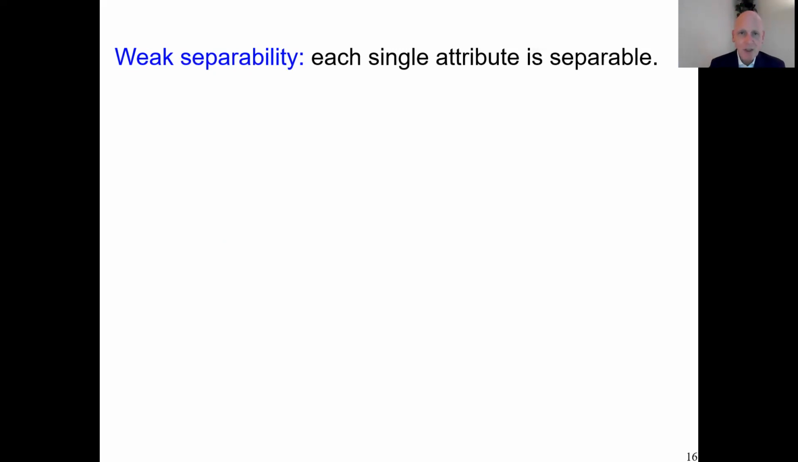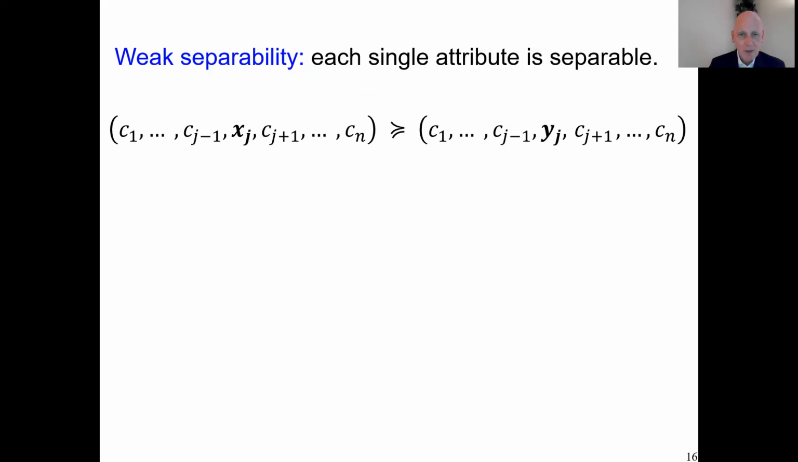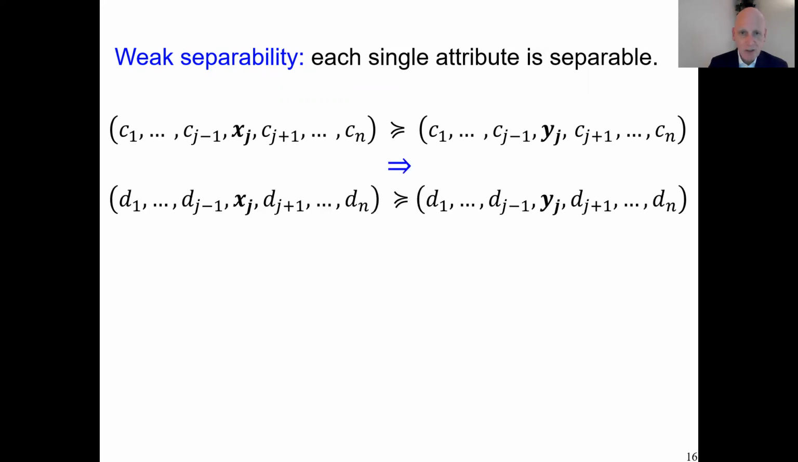Let me repeat the definition just so that it's clear. So now we look at the preference between two n-tuples. They only differ by the jth attribute. On all the other attributes, they have the same value, c_j. And then if we replace those common values by common d values, that does not impact preference. This is separability of the jth attribute. And then weak separability says that every single attribute is separable.